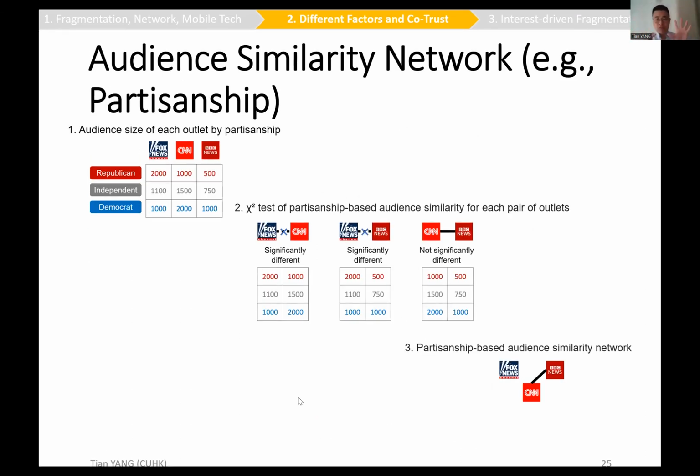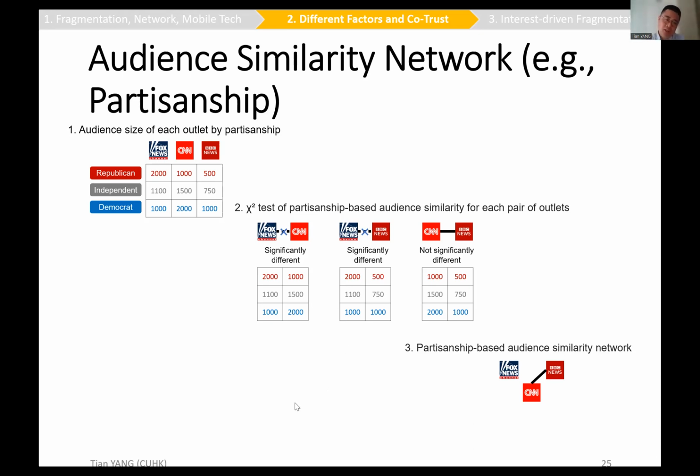Now, as I mentioned, we have two goals: to expand from exposure to engagement and the cognitive level, and to explain the dynamics that account for fragmentation. Now let's move to the second part. To identify the contribution of various factors in audience fragmentation, we build a series of audience similarity networks based on different characteristics. For example, here we demonstrate how to build a partisan audience similarity network based on partisanship. First, we get the audience composition of partisanship for different outlets. In step two, we conduct a series of chi-square tests to examine whether they are similar or dissimilar in the composition of audience partisanship. For those that are similar, we draw a tie between them. In step three, we draw the ties based on the results.